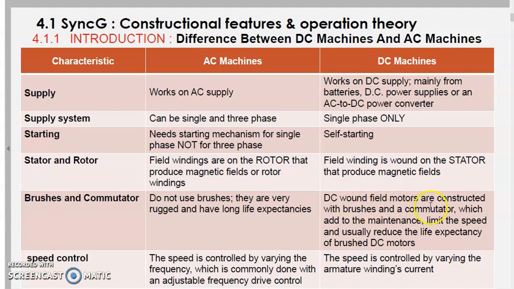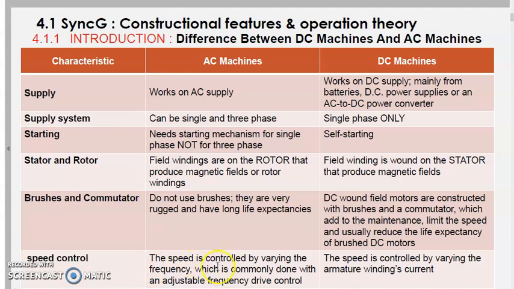So DC wound field motors are constructed with brushes and a commutator, which add to the maintenance. This is the issue with DC machines. We have to maintain them because the brushes will deplete accordingly, and also the limit of the speed will be affected by the placement of the brushes.